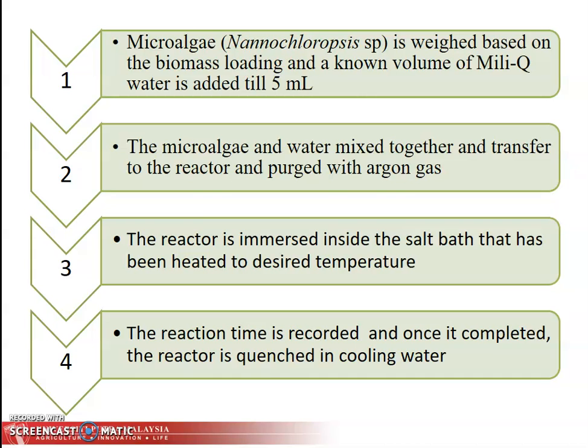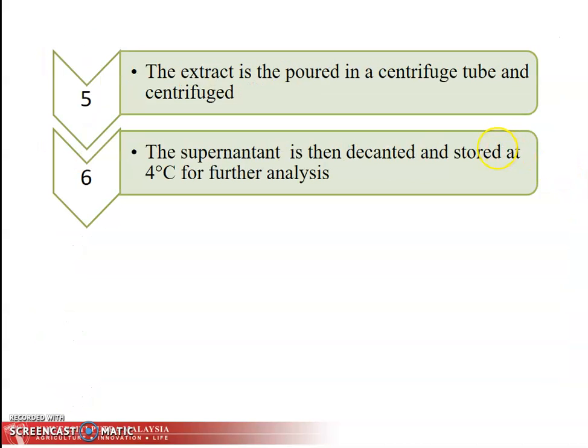The reactor is then immersed inside a salt bath that has been heated to the desired temperature. The reaction time is then recorded, and once it is completed, the reactor is quenched inside cooling water. The reason it is quenched in cooling water is that we want to stop the reaction. The next step is that the extract is poured into a centrifuge tube and centrifuged. And finally, the supernatant is decanted and stored at 4 degrees Celsius for further analysis.